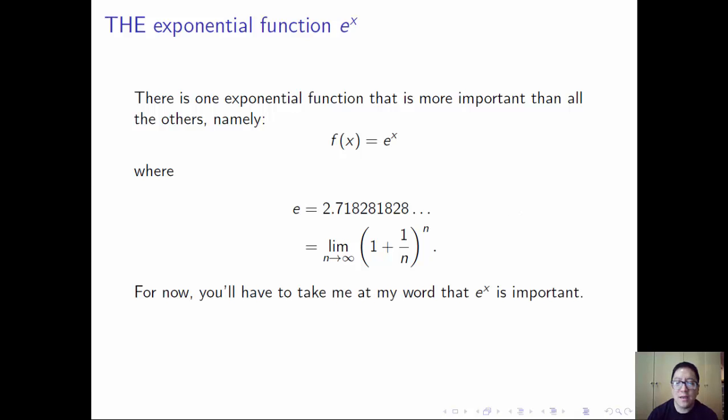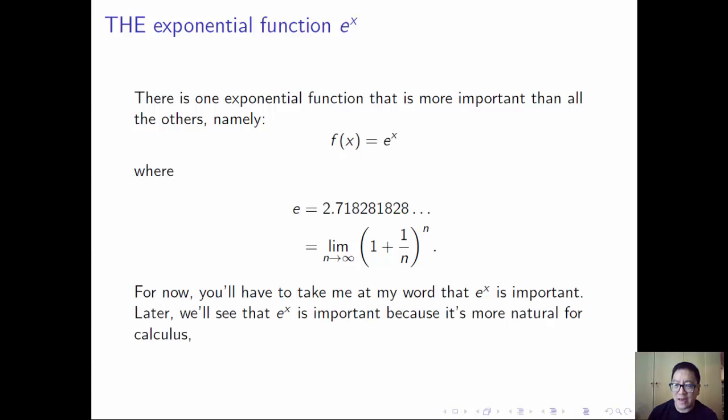Anyway, the reason that e to the x is interesting is, well, you'll have to take my word for it at the moment. Later we'll see that e to the x is important because its calculus properties are more natural than the properties of other exponential functions. And that's why if we ever refer to the exponential function, we're really referring to e to the x.